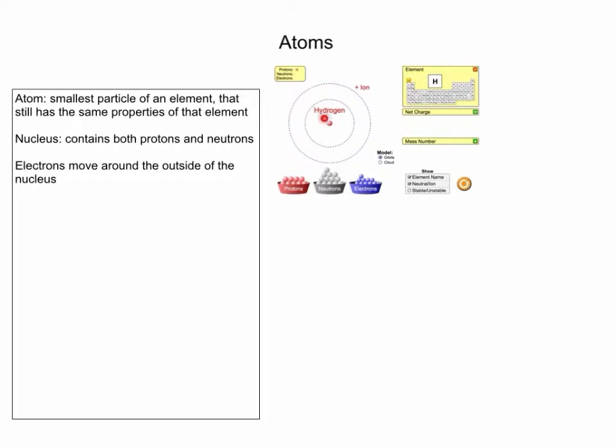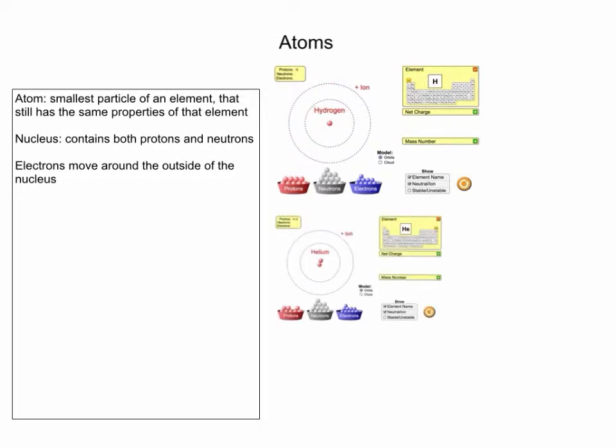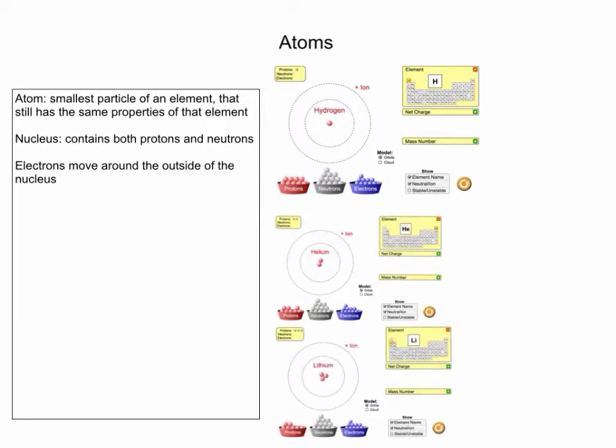the element hydrogen. If I add a second proton to my nucleus, so now I have two protons, now I have the element helium, or He. And if I add a third proton, so now I have three protons in my nucleus, I have the element lithium. So what does this actually tell us?